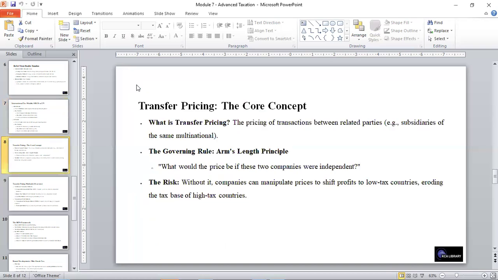We move to transfer pricing, which is a core concept. And when we talk about this, this is the pricing of transactions between related parties, that is subsidiaries of the same multinational. And the governing rule is the arm's length principle. And this talks about what the price would be if these two companies were independent. And looking at the risk, without it, companies can manipulate price to shift profit to low tax countries, eroding the tax base of high tax countries.